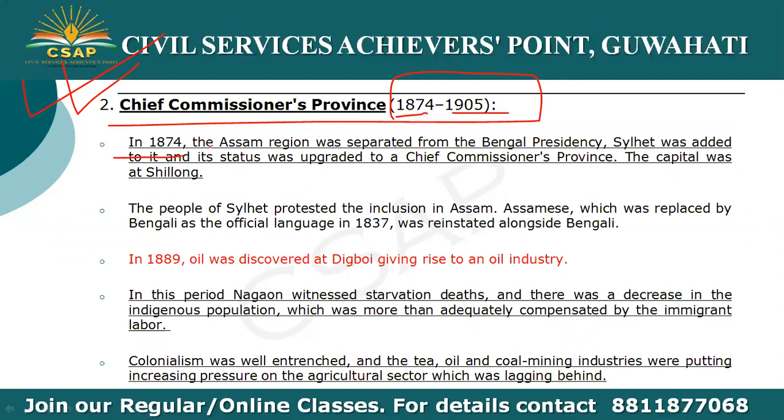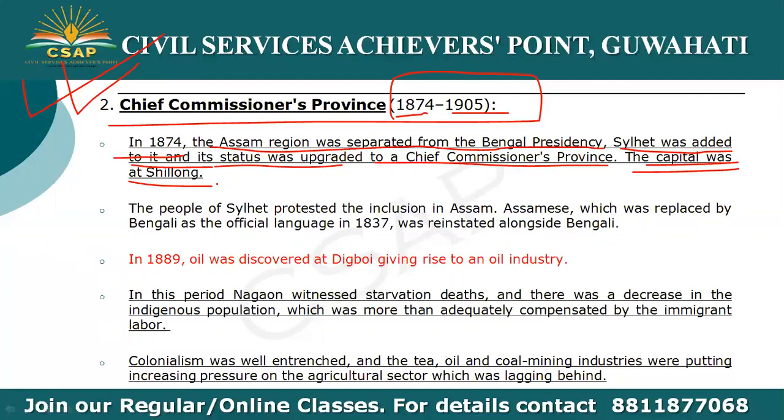So in 1874, the Assam region was separated from the Bengal Presidency, but Sylhet was added to Assam and the status was upgraded to a chief commissioner's province, and the capital was at Shillong. The people of Sylhet, however, protested the inclusion in Assam, and Assamese, which was replaced by Bengali as the official language in 1887, was reinstated alongside Bengali. So when Sylhet was introduced in Assam, temporarily Bengali was made the official language of Assam. However, under the leadership of prominent leaders like Anandaram Dhekial Phukan and Gunabhiram Borua, Assamese was reinstated as an official language.